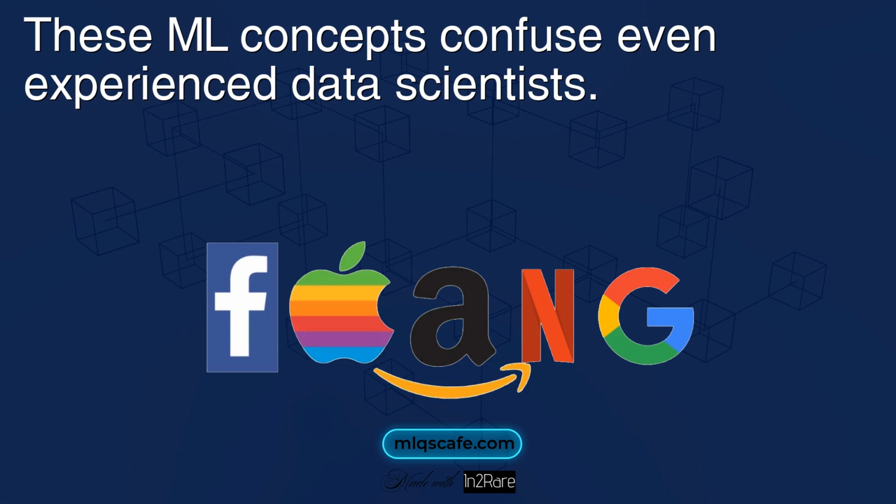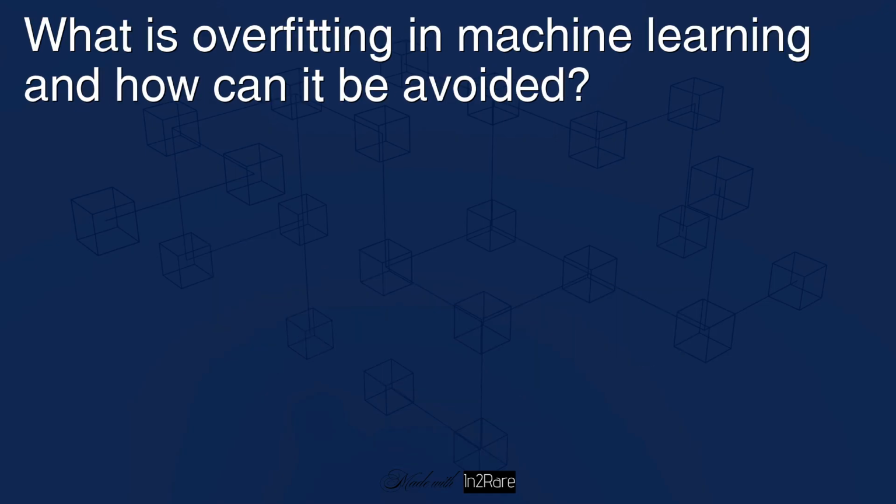These ML concepts confuse even experienced data scientists. What is overfitting in machine learning and how can it be avoided?